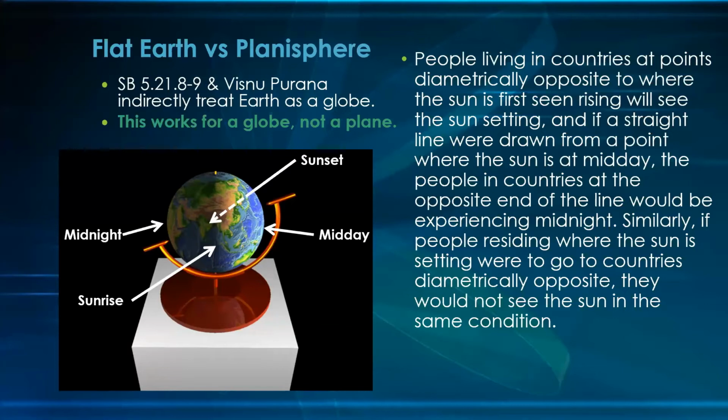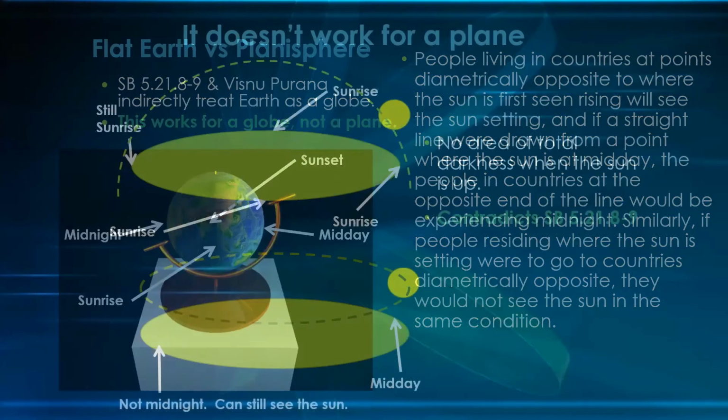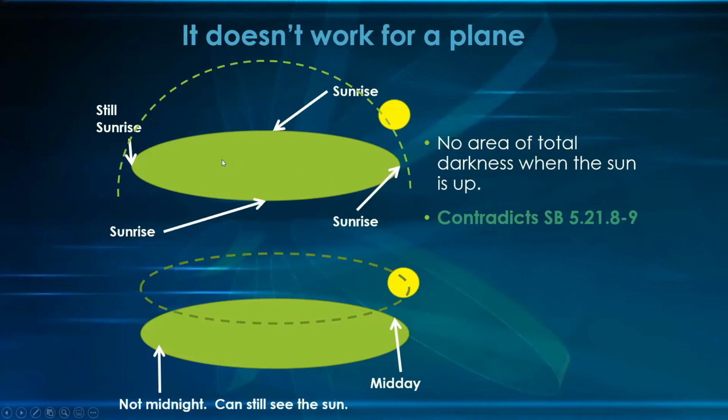Now we understand that completely, obviously, when we look at a globe, right? But this does not happen when you have a flat plane. Let me show you why not. Imagine that this is the flat plane, the flat Earth, and the sun comes up and rises, right? If it rises here, it will rise everywhere. So here at this spot and also the opposite side, it will be sunrise. Everywhere will be sunrise. There will be no area of total darkness when the sun is up, right?